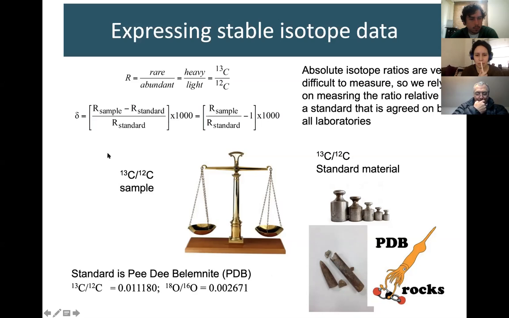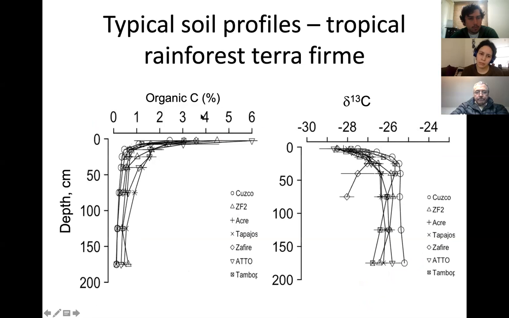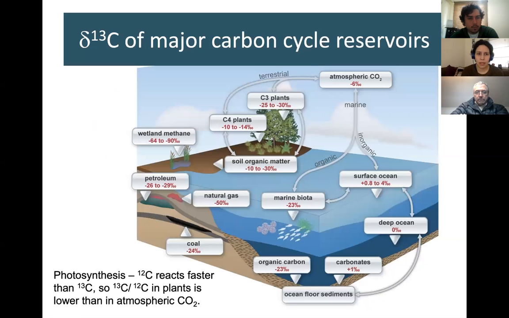So then the way you express things, because the differences between the ratio of your sample to your standard are often rather small, we basically subtract 1 and multiply times 1,000 to get a number that's in kind of a whole number unit. Whoops. There we go, that was the one I wanted.